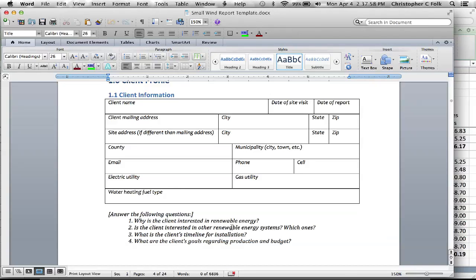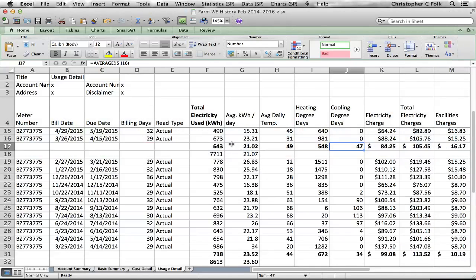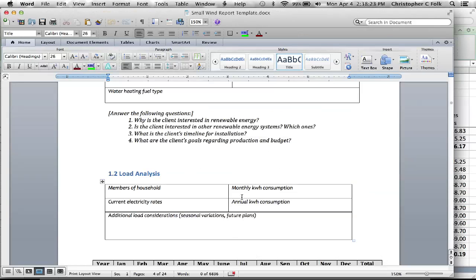Why are they interested in renewable energy, and so forth. The load analysis: how many people are in the household, and what is the monthly consumption? Mine averaged out over the last year to be 643. The year before, 718. It might be fair just to average the two together and call it, I don't know, 680. That would be a good estimate to put here.